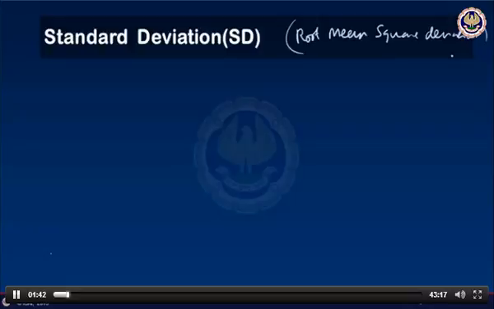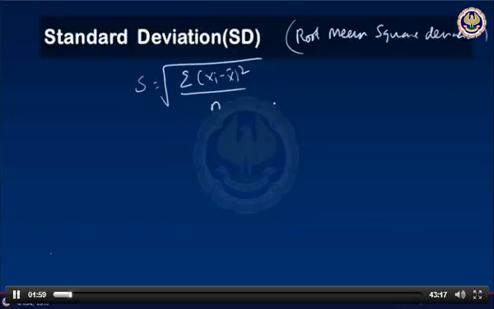Now I have to define the standard deviation for the sample data: s equal to the square root of summation of xi minus x bar whole square by n. This is the standard deviation for the ungrouped data, for the individual series.